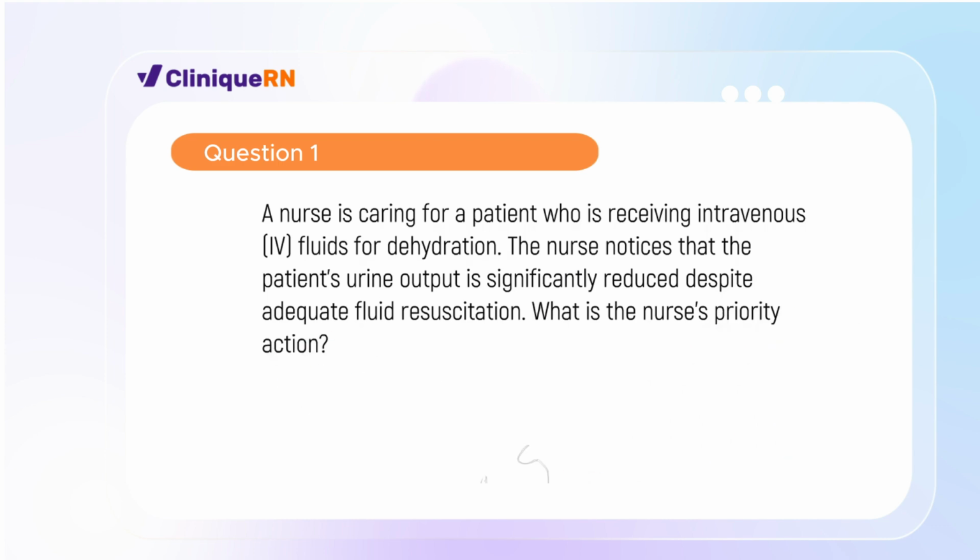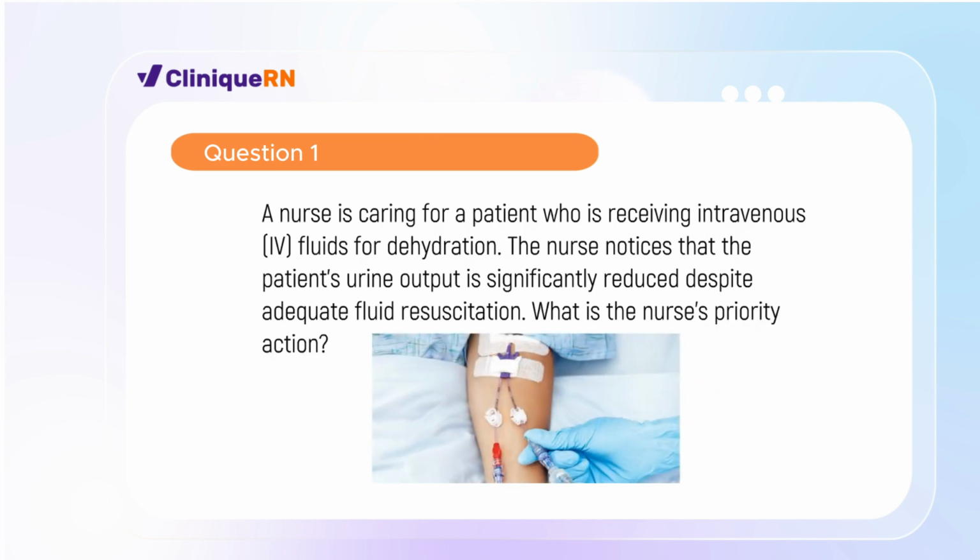A nurse is caring for a patient who is receiving intravenous IV fluids for dehydration. The nurse notices that the patient's urine output is significantly reduced despite adequate fluid resuscitation. What is the nurse's priority action?